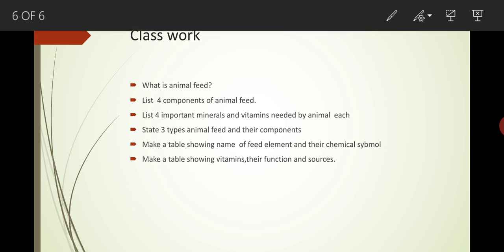Classwork. What is animal feed? List four components of animal feed. List four important minerals and vitamins needed by animals each. List three types of animal feeds and their components. Make a table showing name of feed, element, and their chemical symbol. Make a table showing vitamins, their functions, and sources.